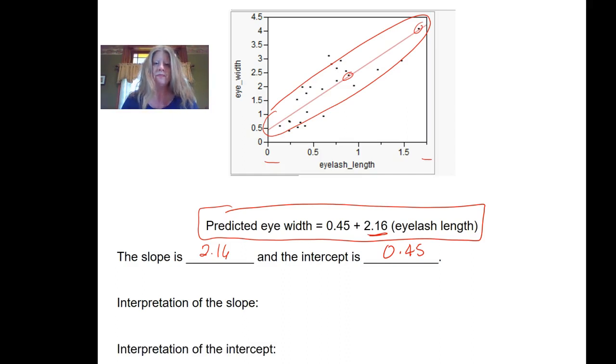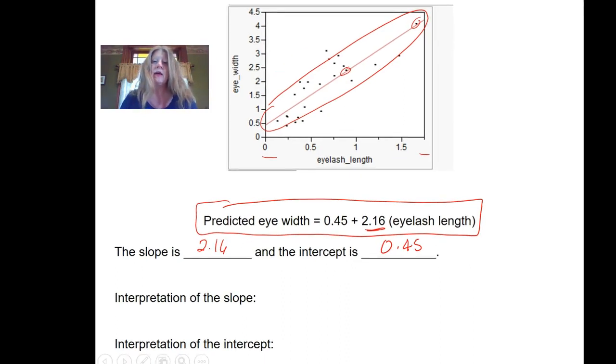The intercept. We could say a couple things. We could say the regression line will eventually cross over the y-axis at 0.45 centimeters, when eye width is 0.45 centimeters. We could say that if eyelash length was 0, we would predict eye width to be 0.45 centimeters. Here it would make sense. You could have a mammal that has no eyelashes, but they still have an eye. They still have a width for their eye. So here's a case where it would make some sense for eyelash length to possibly be 0.